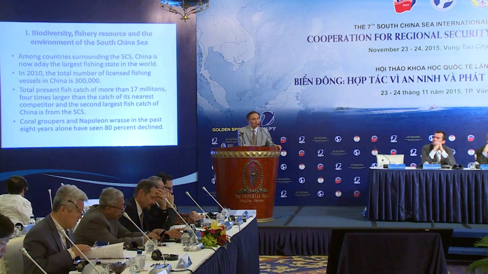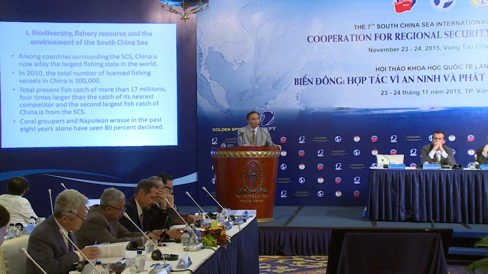And some endemic species are very, very valuable for the Chinese. For example, the coral groupers and Napoleon wrasse have seen an 80% decline in the past 8 years alone. There's some source that says about that one.